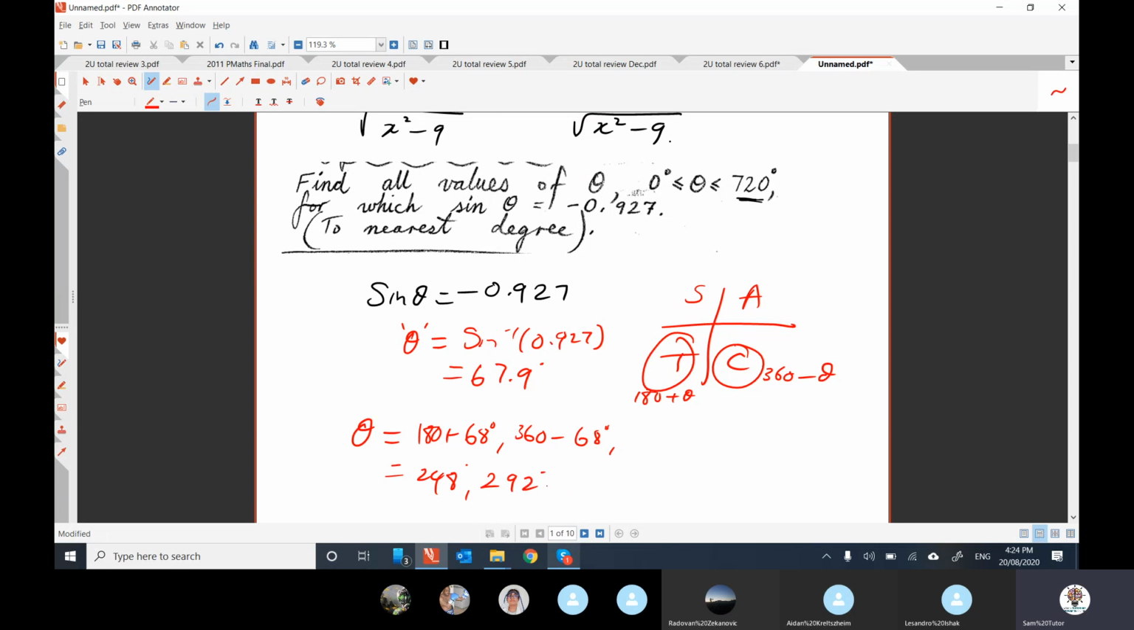And don't we have to do the extra thing that you taught us before? Put them into radians? No, you don't need to because it says nearest degree. So that's fine. Plus 360, and you did. Good, see? So you were there.